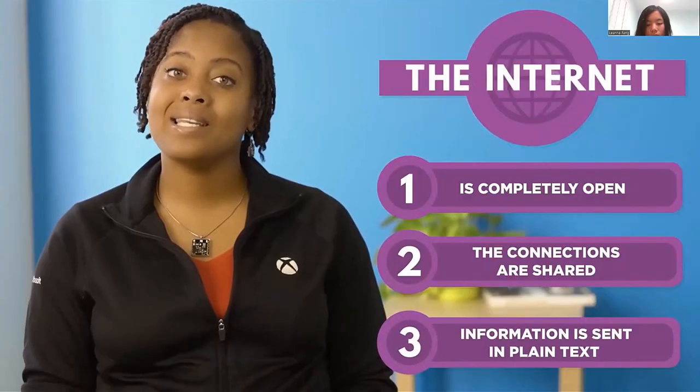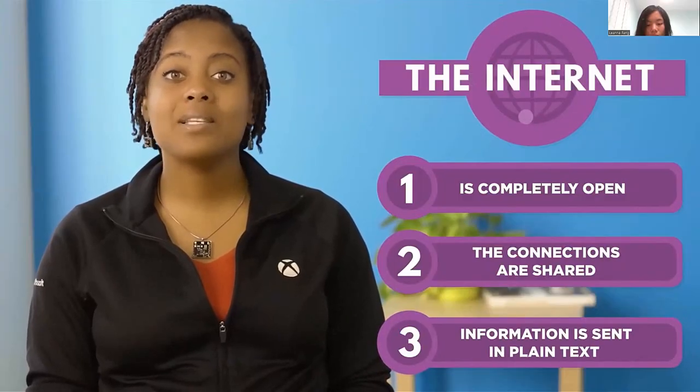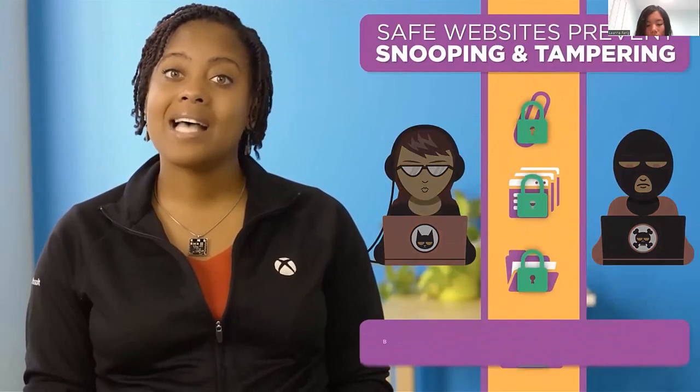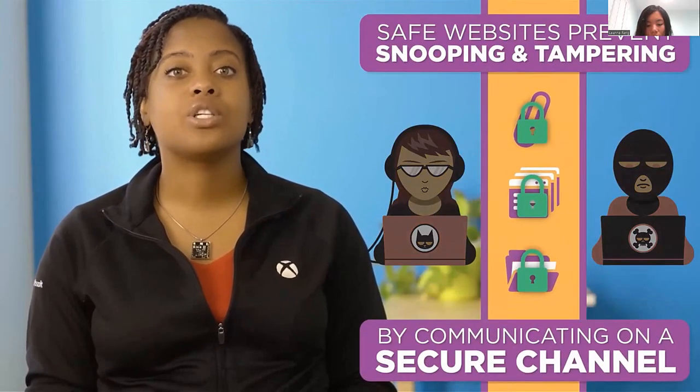Now, the internet is completely open. All of its connections are shared, and information is sent in plain text. This makes it possible for hackers to snoop on any personal information that you send over the internet. But safe websites prevent this by asking your web browser to communicate on a secure channel using something called Secure Sockets Layer and its successor, Transport Layer Security. You can think of SSL and TLS as a layer of security wrapped around your communications.